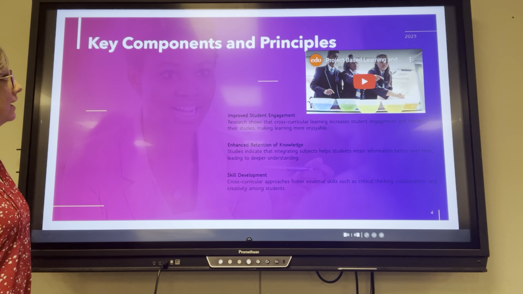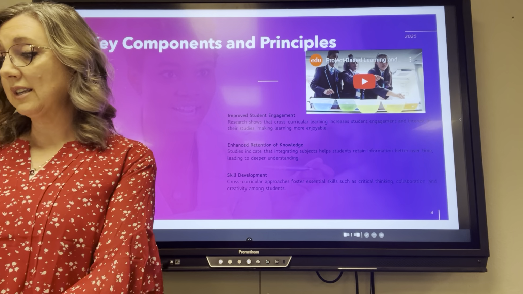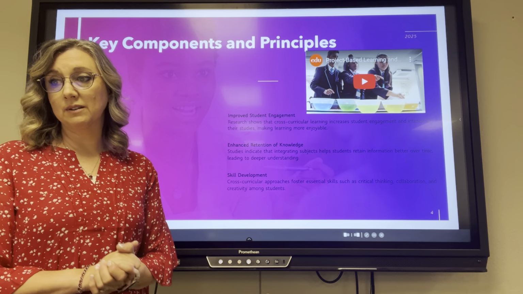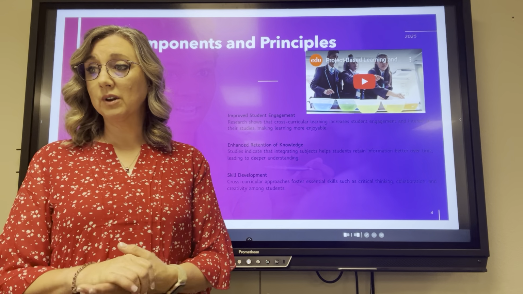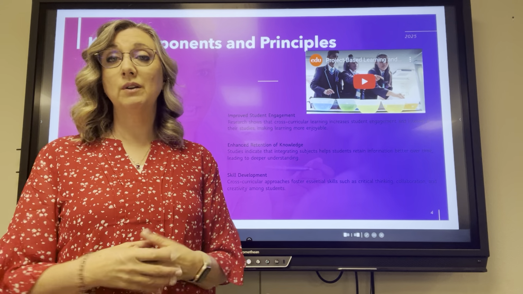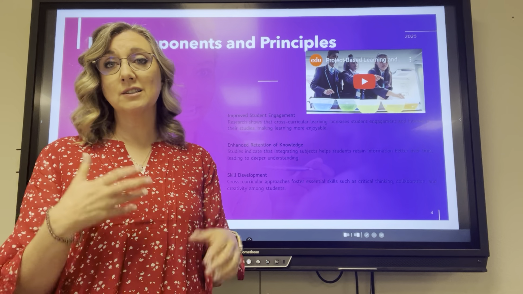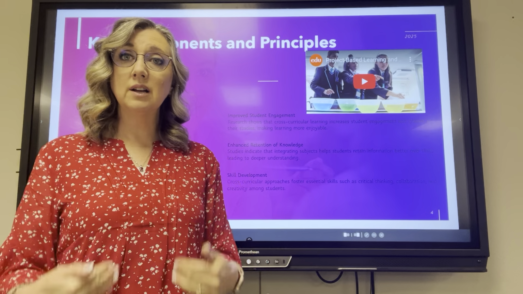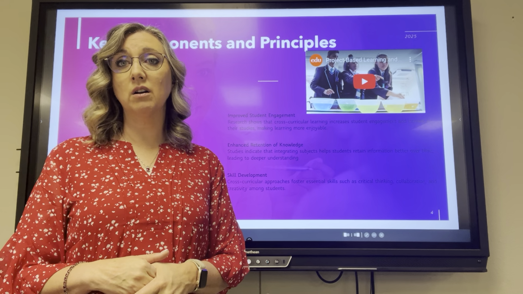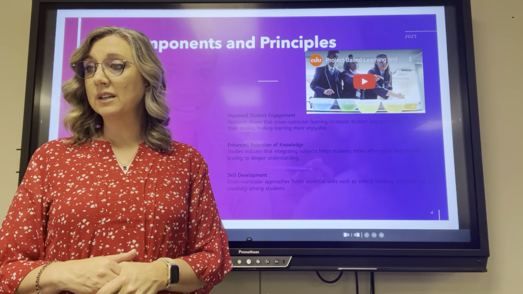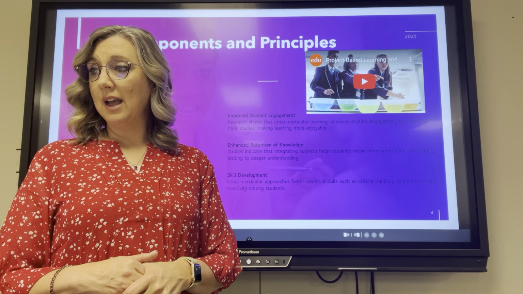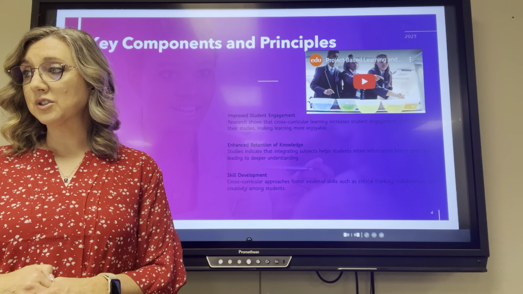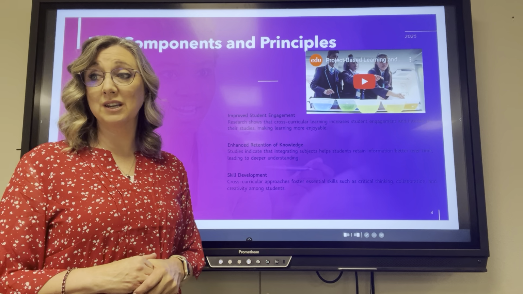On the next slide, we're going to talk about key components and principles of student engagement. Key components of cross-curricular learning include collaboration. We've already collaborated in here. We've already talked about engagement being a real application to our situations. This includes thematic integration and student-centered learning. Principles such as relevance and real-world application are crucial for fostering student engagement.